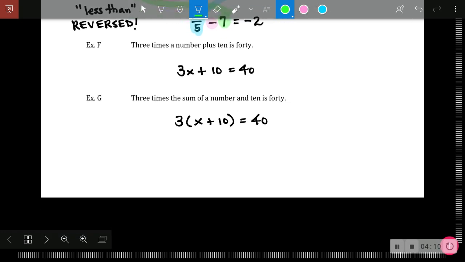Okay, 3 times a number plus 10 is 40. Now, that's an easy problem, but it gets confused with the example in G, so I have them both on screen here. On example G, we're also multiplying something by 3, but what we're multiplying by 3 is not the number, but the sum of the number and 10. So here's the sum of the number and 10, and in order to multiply all of that sum by 3, you have to use parentheses around it. So that's the correct way to approach that problem.